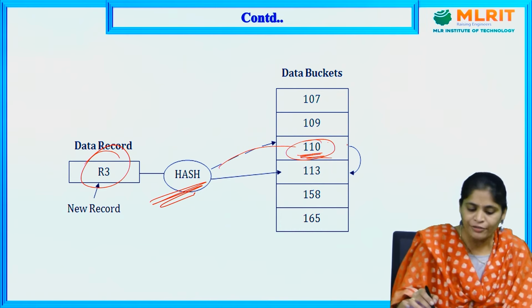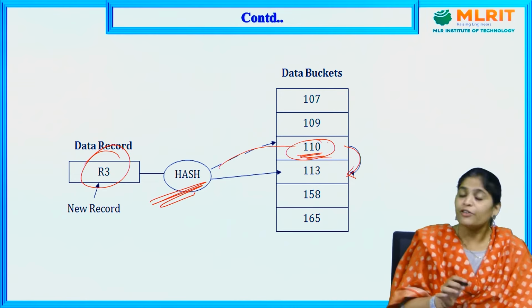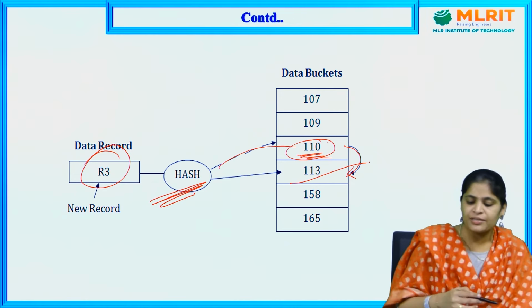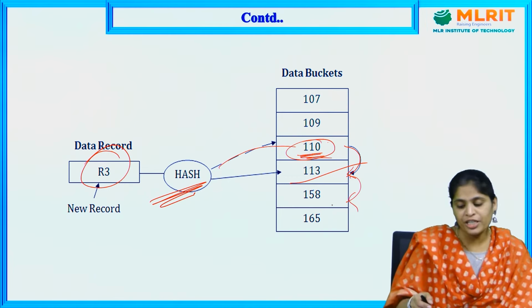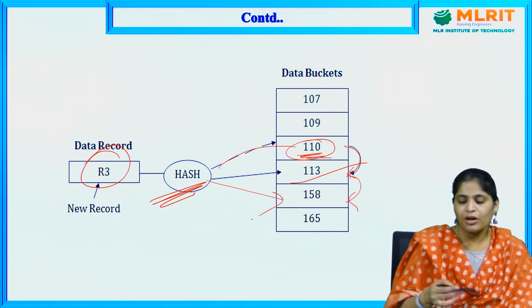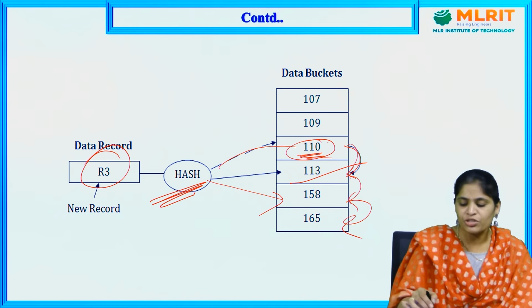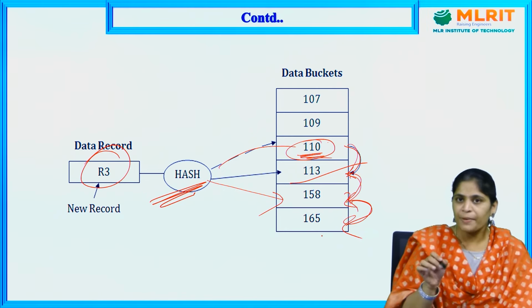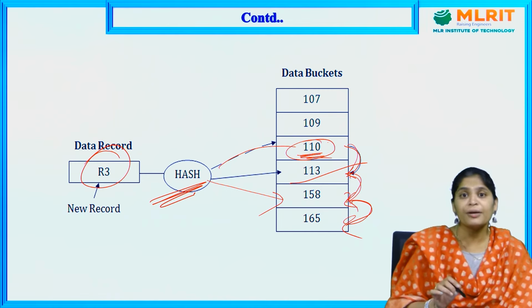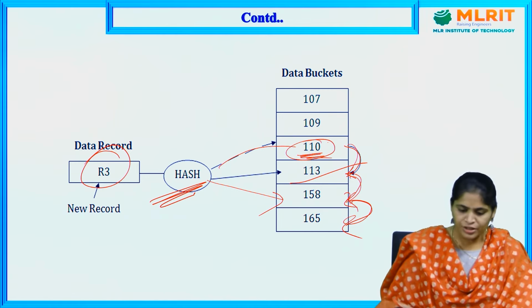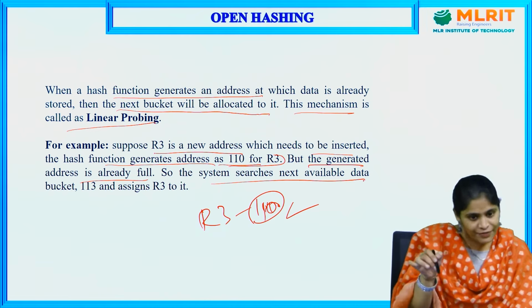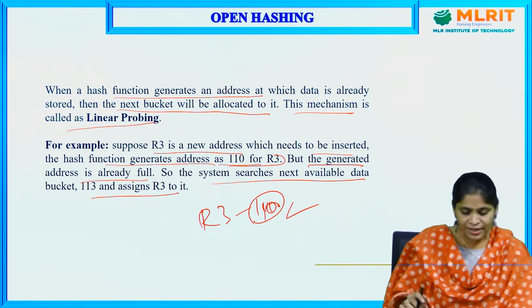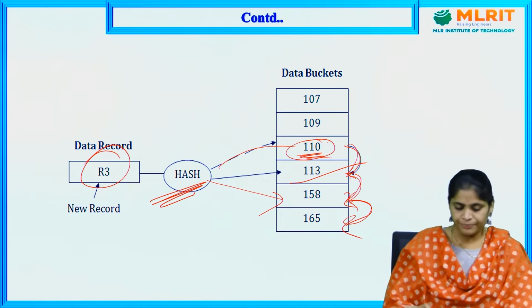Therefore, I check whether the next block is free or not. If it is free, then I can place this one here, or else I check the next linear block. If it is free, then I can place it there, or else I check further. In this way, I check linearly. That is why the method name itself represents linear probing. But the generated address is already full, so the system searches for the next available data bucket, 113, and assigns R3 to it. That is what happens here.